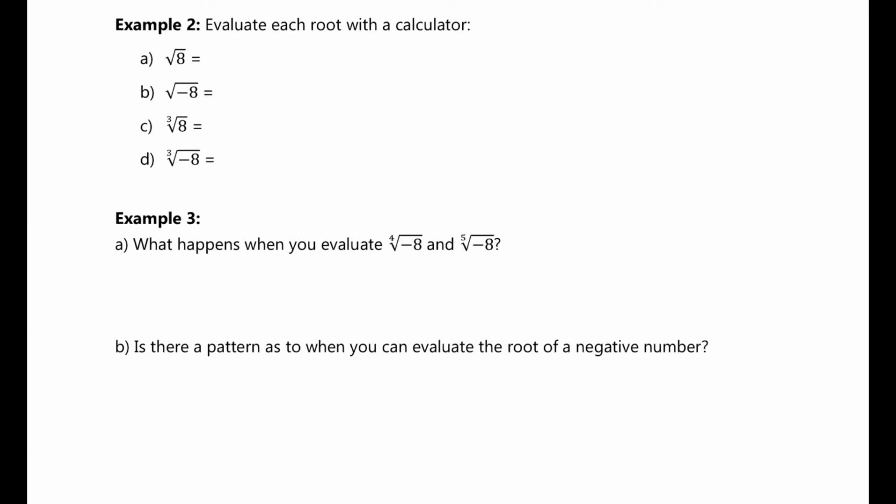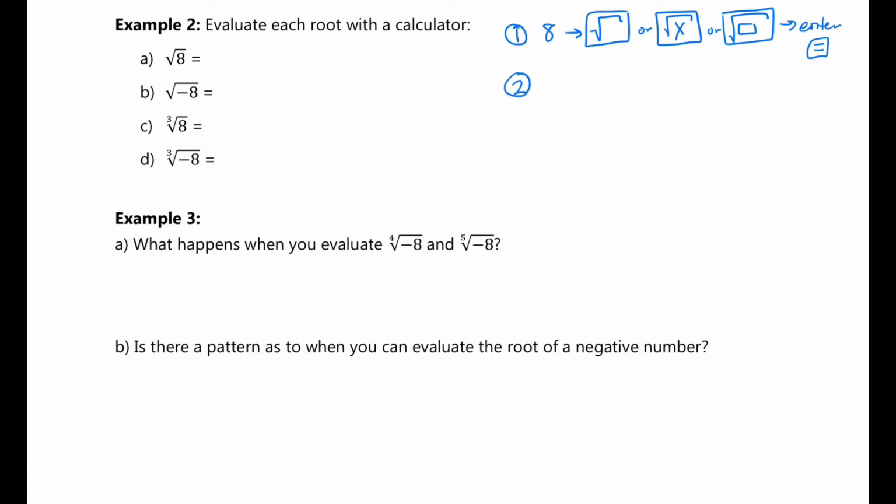Example 2. Evaluate each root with a calculator. First step is putting in the 8 first. And I don't know what kind of square root button you have, but you'll probably have something like this button, or you're going to have this button, or you're going to have some kind of rectangle like that under a root sign. So either or. So just plug those in and then press enter or the equal sign.